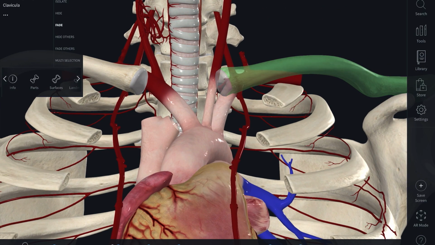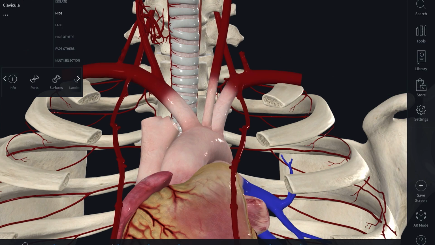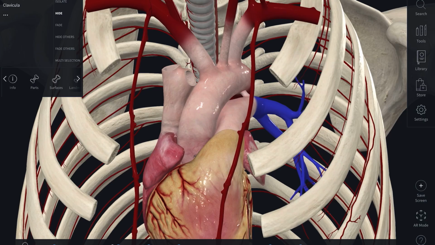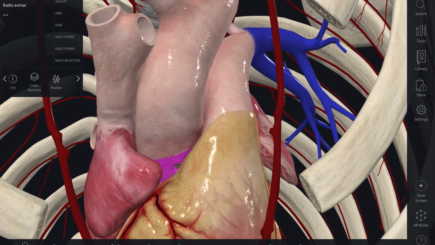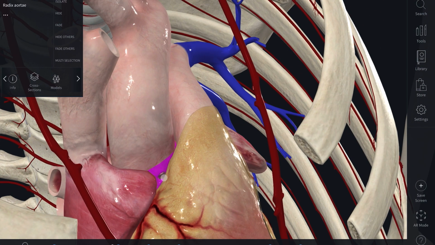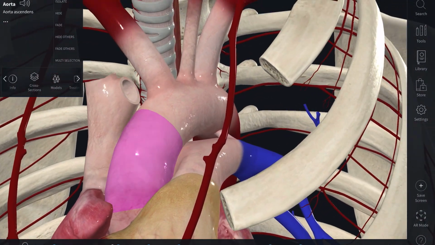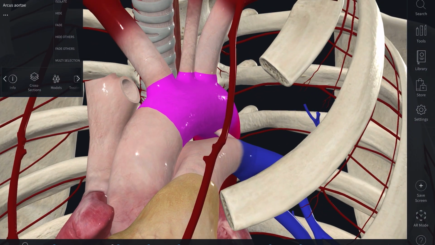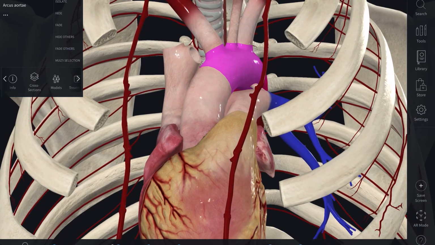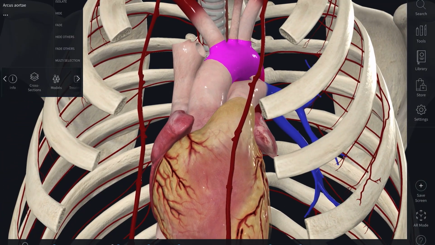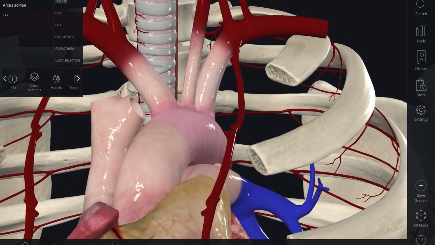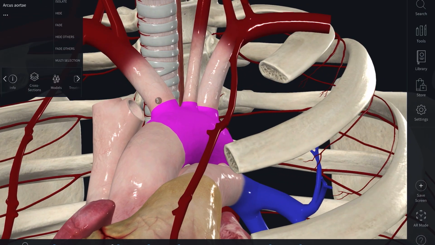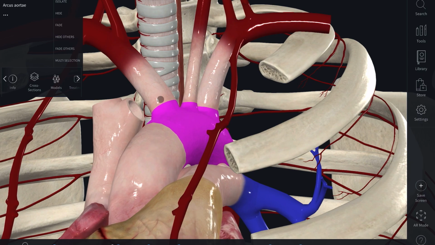I'm going to remove the clavicles as well, just to help see this a little bit easier. So we have our ascending aorta coming up, and we can see this hole right here where the coronary artery is coming out. Ascending aorta, the aortic arch. Now, let's go over the blood flow that's coming out of this aortic arch.